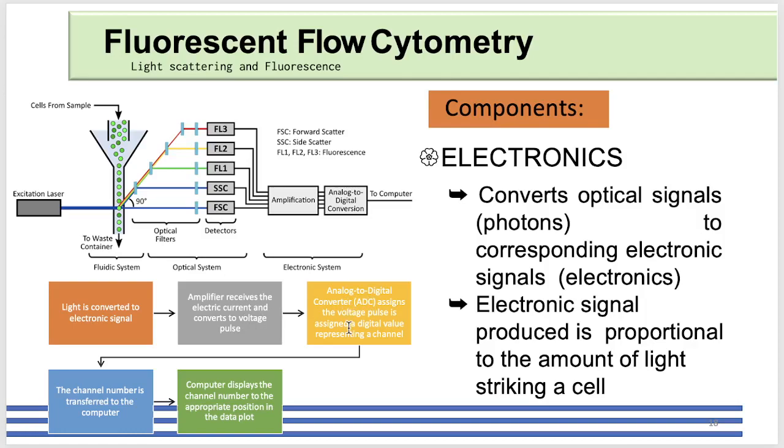Your analog to digital converter, or your ADC, assigns the voltage pulse to a digital value representing a channel. And then the channel number is transferred to your computer, and dyan na na-di-display ang ating data. So the computer displays now the channel number to the appropriate position in the data plot. So dyan na natin makikita ang distribution and characteristics ng ating cells by means of a plot. Pwedeng histogram, pwedeng scatter plot. Sige lang, i-discuss natin yung scatter plot also later.